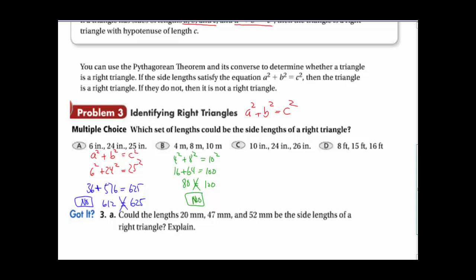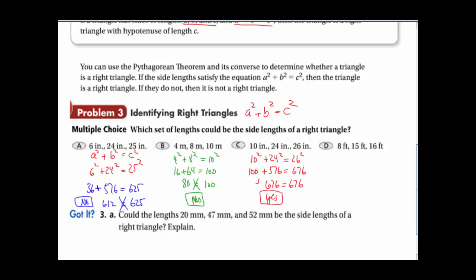If we do the next one, we have 10, 24, and 26. 26 is the biggest number, so we're going to go 10 squared plus 24 squared should be equal to 26 squared. Is 100 plus 576 equal to 26 times 26, which is 676? Add those together, 676 is equal to 676. So a little check mark, yes, this is a right triangle.